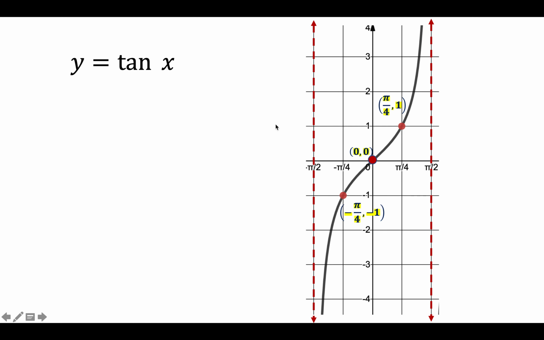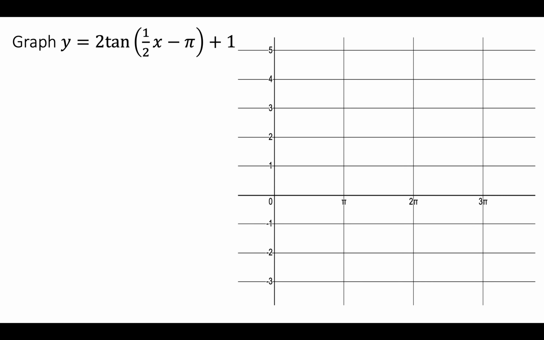So let's start answering one example here. We have y equals 2 tangent of 1 half x minus pi, plus 1. Step number one: you should know how to find the vertical asymptotes. And you also need to remember how to find the period. The period in a tangent function is given by p equals pi over the absolute value of b. So let's start by identifying the vertical asymptotes.